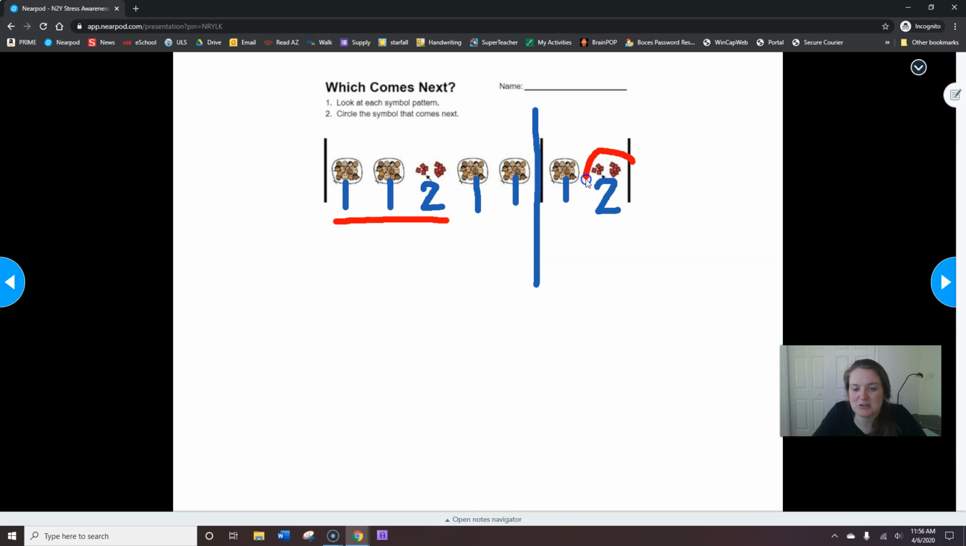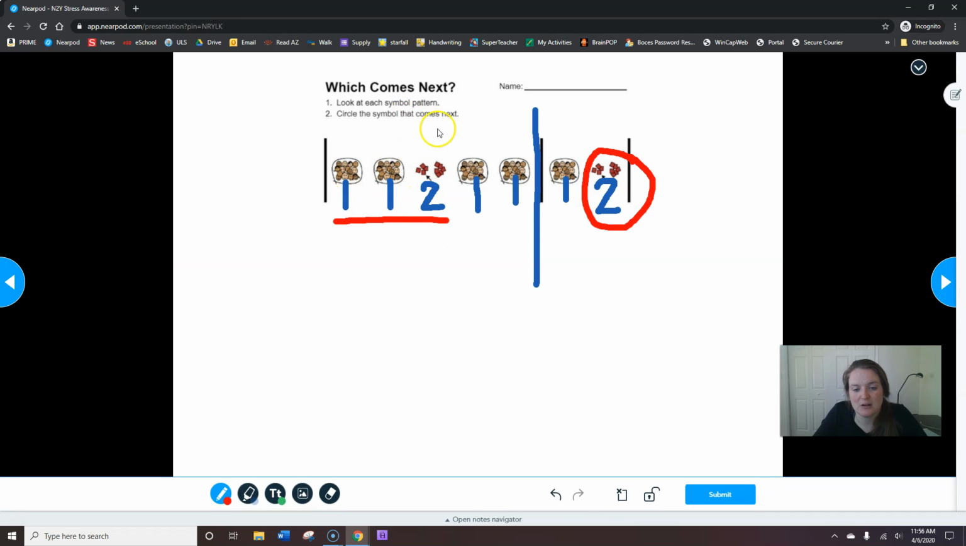Okay, I circled my 2. Let's check it. 1, 1, 2. 1, 1, 2. That makes sense. When you're done, hit submit.